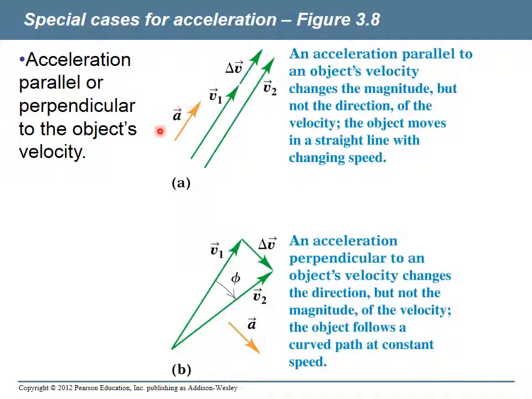Alternatively, if I flip this acceleration vector around and have it pointing down here, then this delta v would be pointing the opposite direction, and we would have an anti-parallel acceleration vector. So we'd have an anti-parallel change in velocity. That would result in reducing the velocity 1, so we'd get a shorter velocity 2. We'd have a velocity maybe about this long right here.